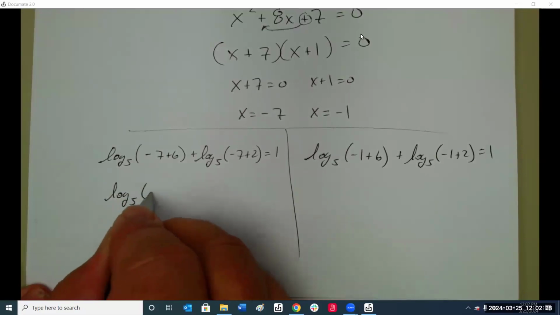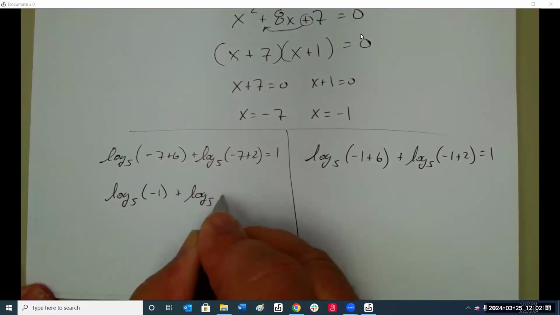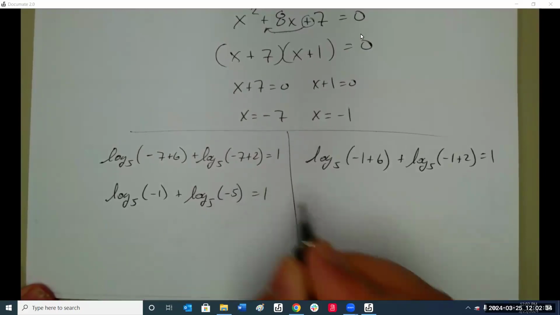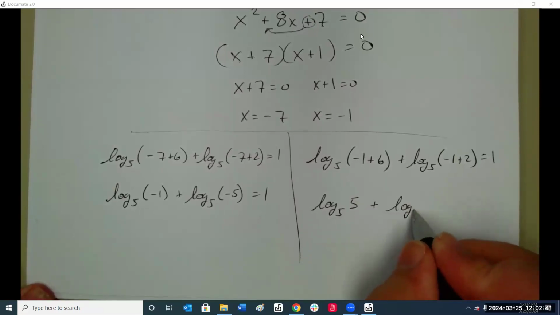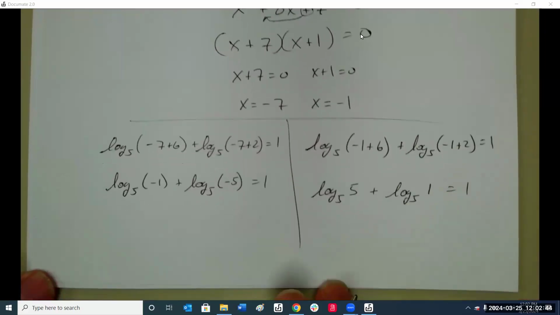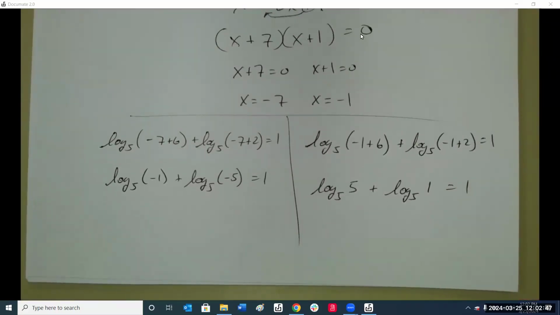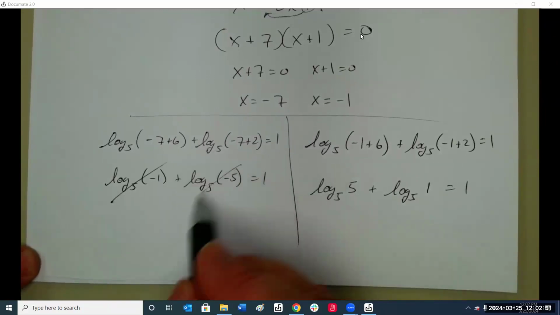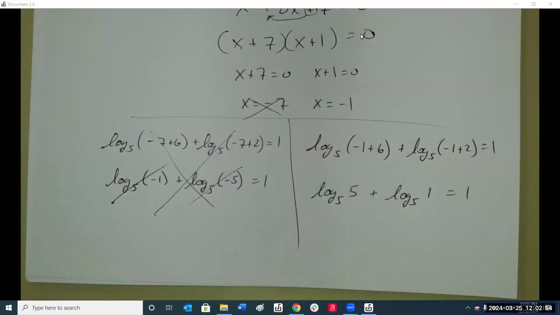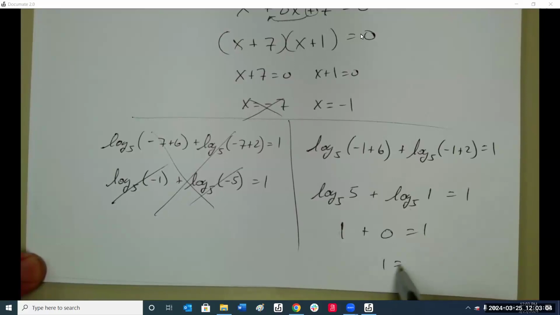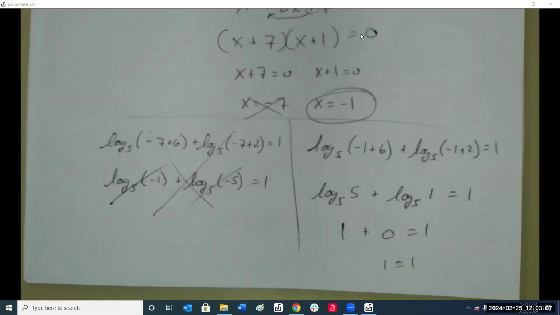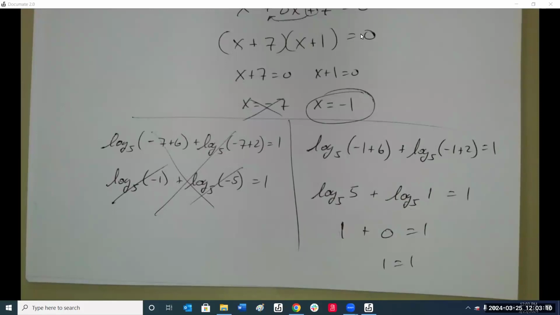we get log base 5 of negative 1, log base 5 of negative 5, log base 5 of 5, log base 5 of 1. You can't take logs of negative numbers, so we can't use negative 7. Log base 5 of 5 is 1. Log base 5 of 1 is 0. So 1 equals 1. So our only solution in our set is negative 1, because you cannot take a log of a negative.